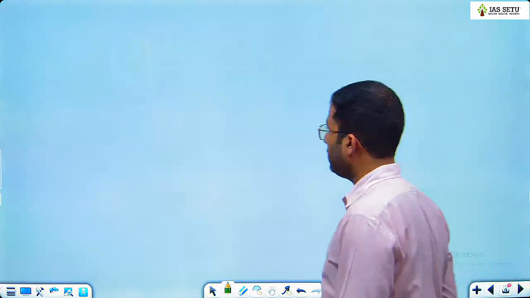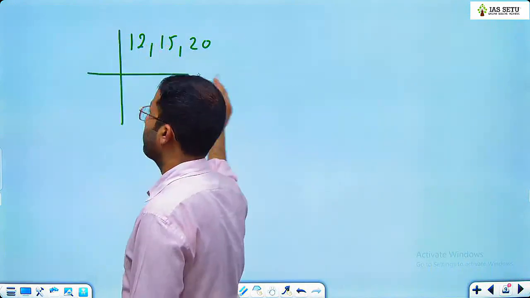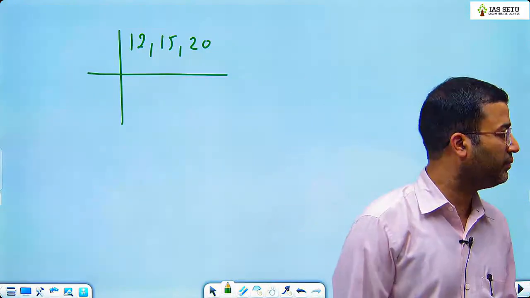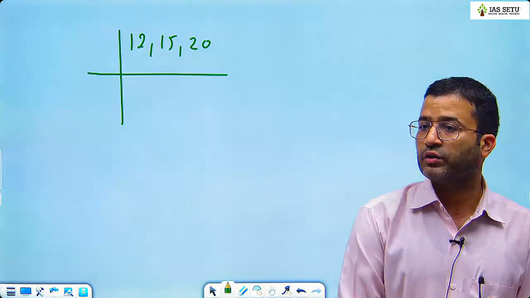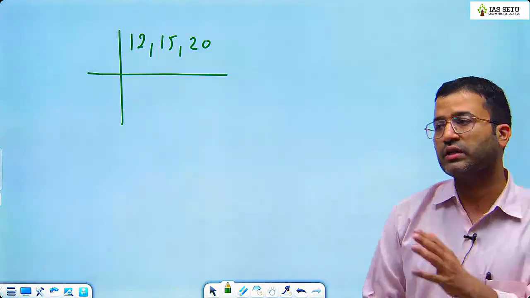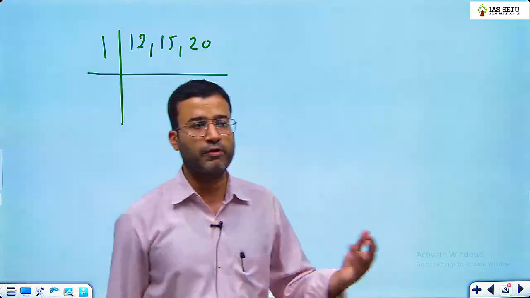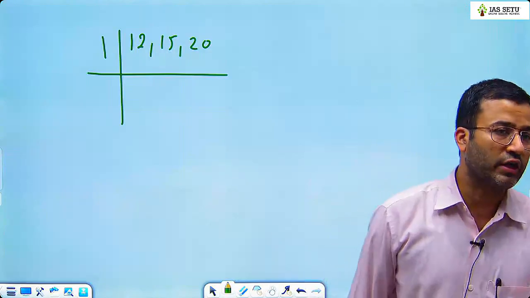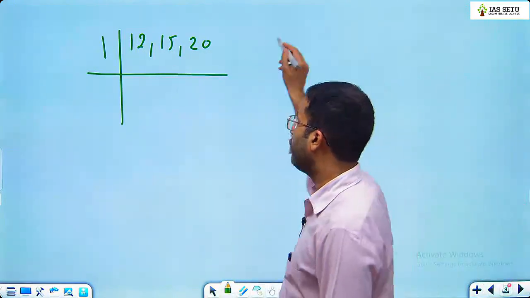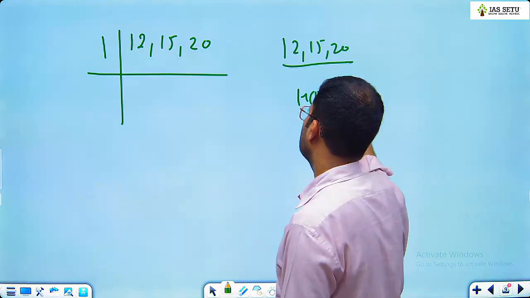I take one example: 12, 15, 20. Can you tell me any common factor which is common from all the 3 numbers? No. जिसका कोई नहीं होता उसका भगवान होता है. एक 1 is common. So if there is no other common factor we have 1 only. Only 1 is common from 12, 15, 20. If we don't have any other common factor, then HCF is 1 itself. So what is the HCF of 12, 15, 20? HCF here is 1.